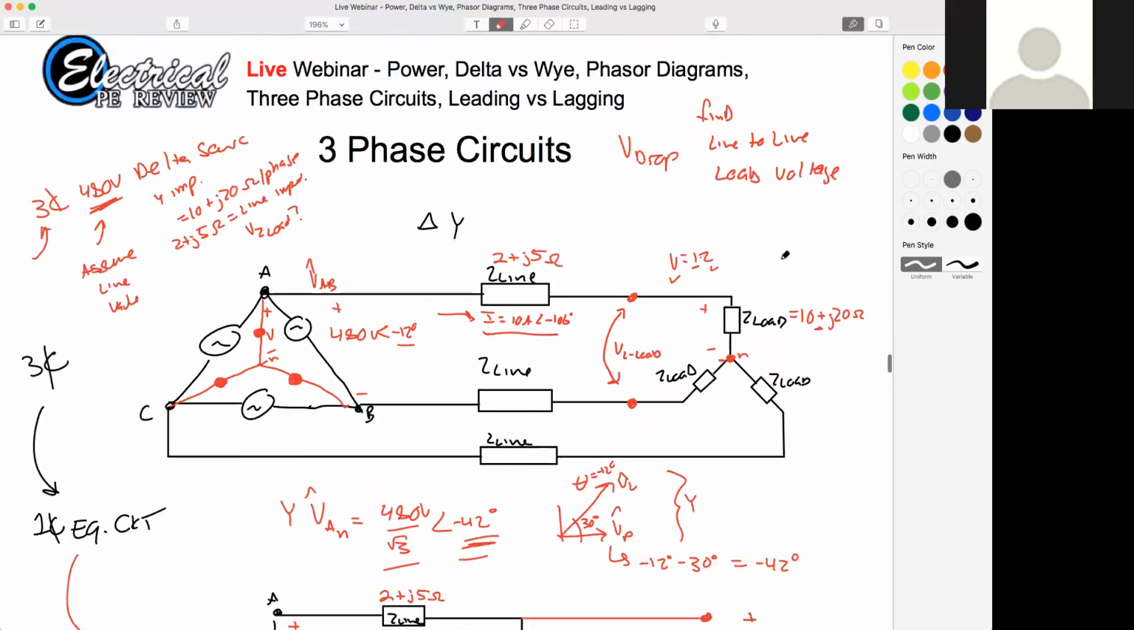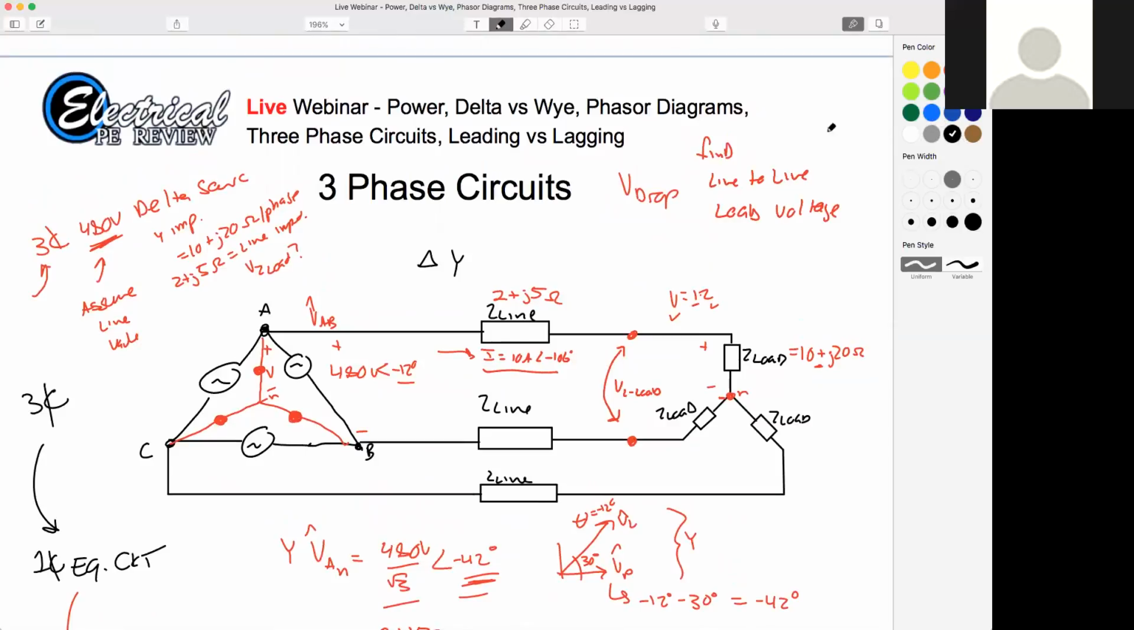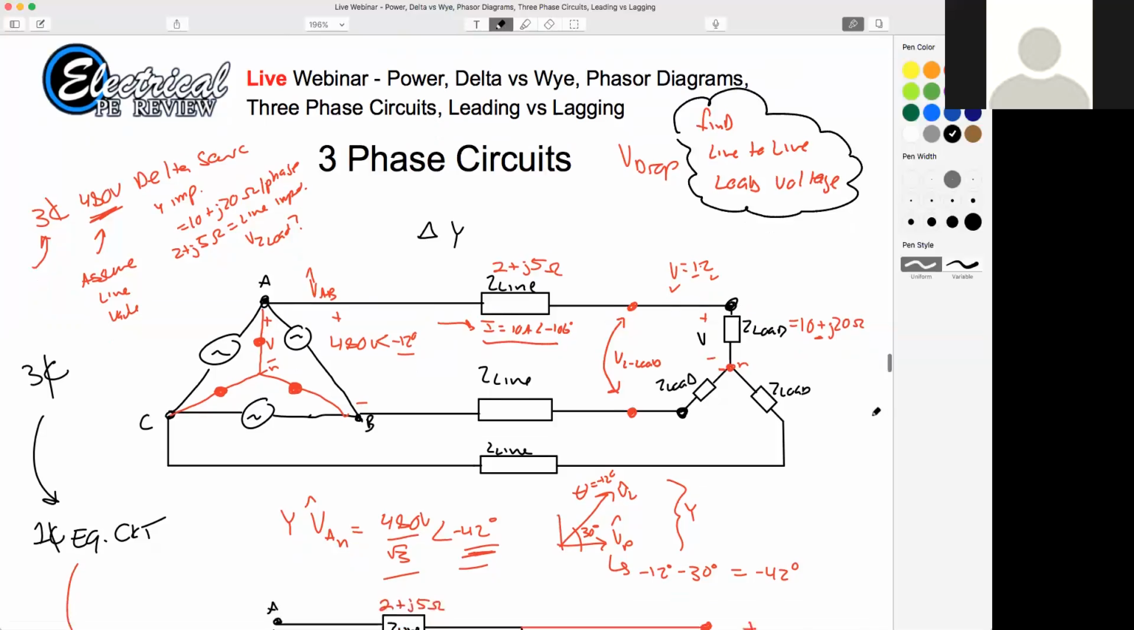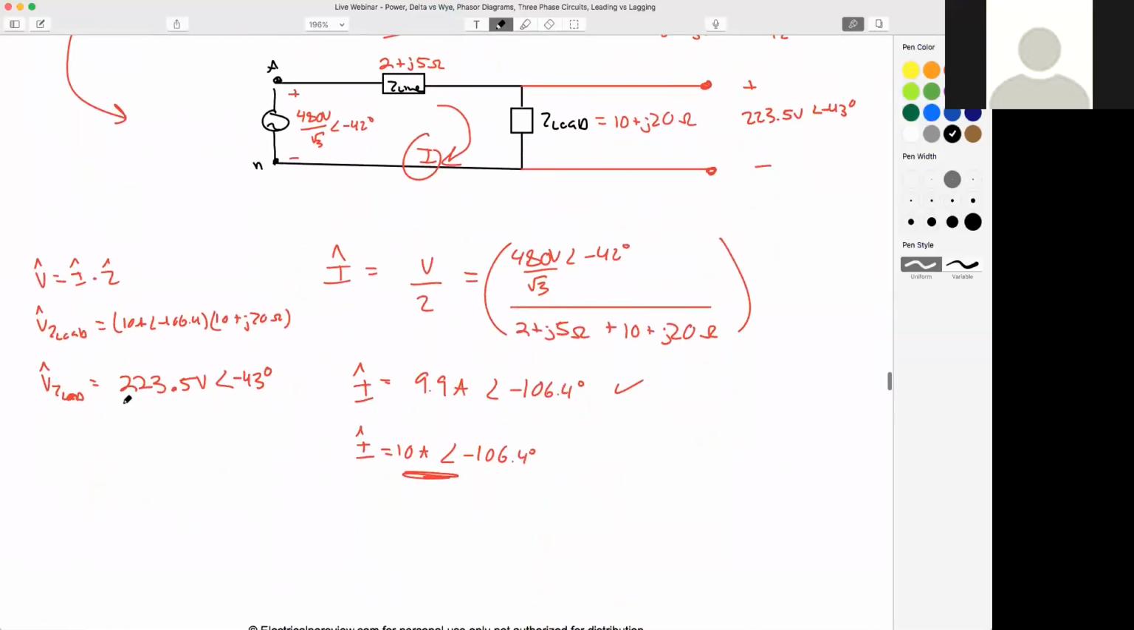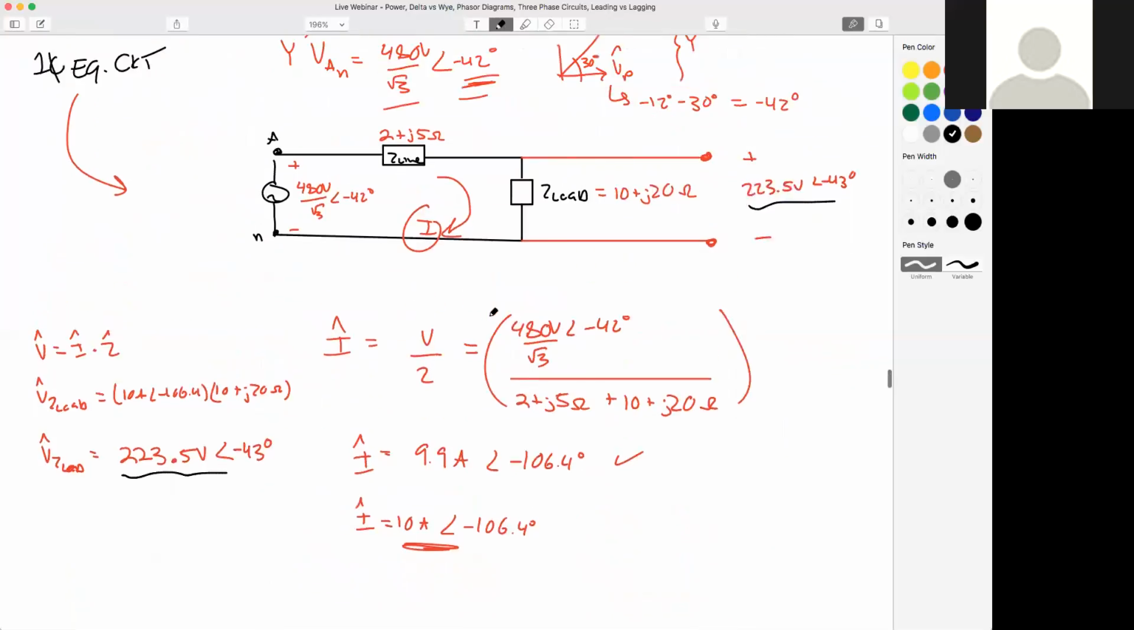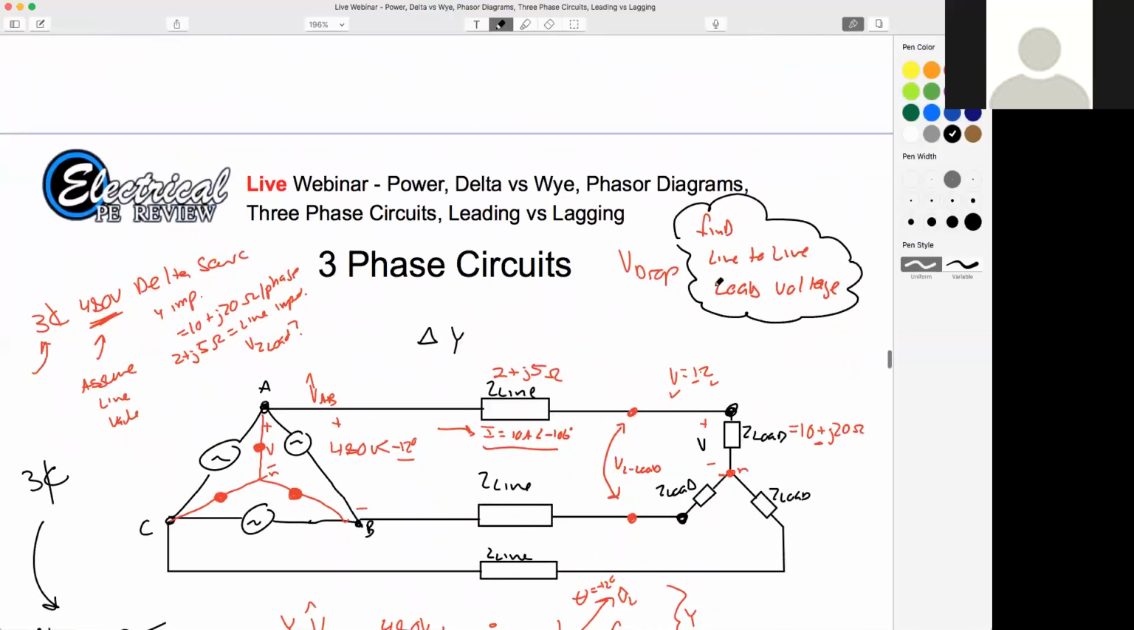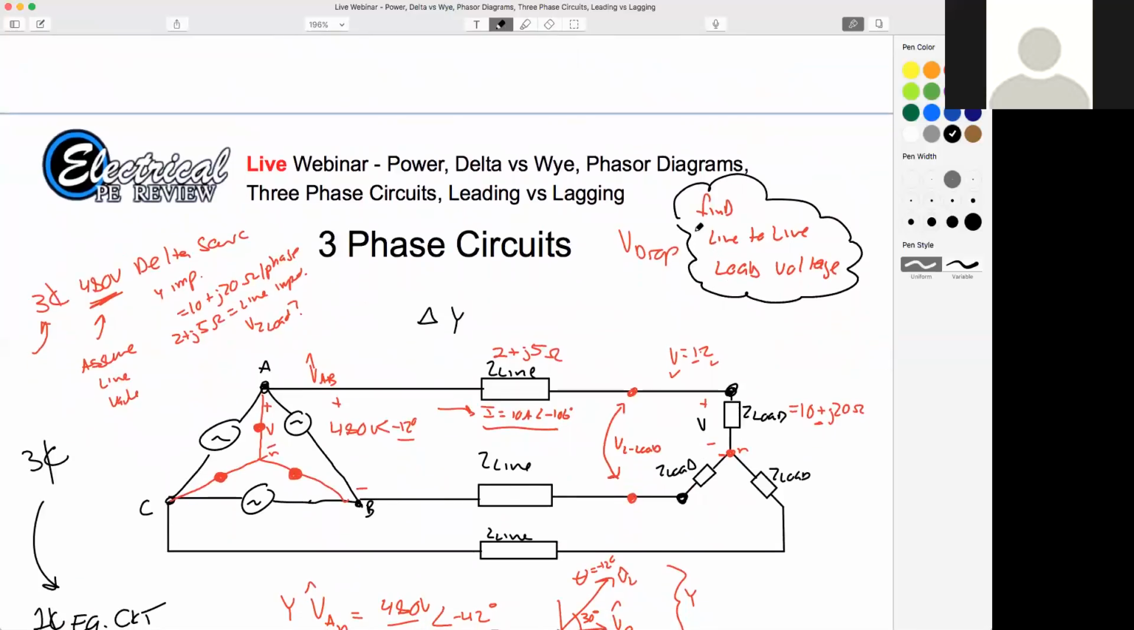The problem we said asks for our line-to-line load voltage. So we just found this voltage right here. And what we really want is this voltage right here, don't we? So if this is my voltage right here, how do I go to my line voltage? Alex said times square root 3. Okay, what if the problem said find the A to B line to line load voltage?